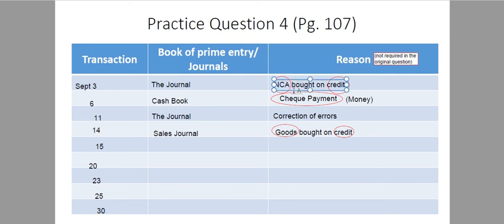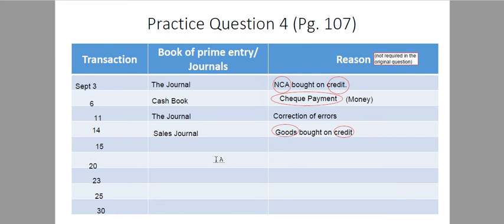The difference is, the first one you are buying a non-current asset, and in the other one you are buying goods on credit. So mind you, you have to be careful about that. Then 15th, a credit note was issued for the returns of the goods by a customer. So a customer returned you the goods and you issued a credit note for him.